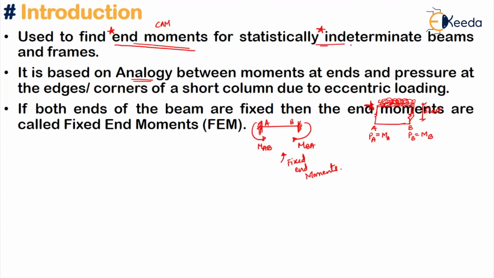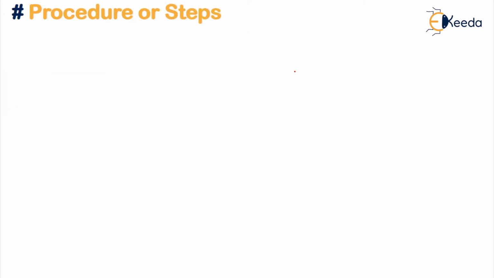Understood. So basically your column analogy method is used for finding your end moments in a statically indeterminate beam. Don't forget this, it is majorly applicable for statically indeterminate beams. We'll compare, or get an analogy, between the moments at the ends and the pressure at the corners of a short column due to eccentric loading, and whatever pressure we get is nothing but your moments. Now we'll see the step-by-step procedure on how to solve a problem using the column analogy method.